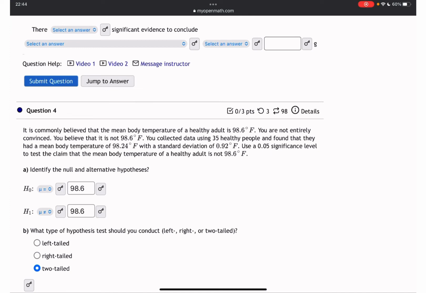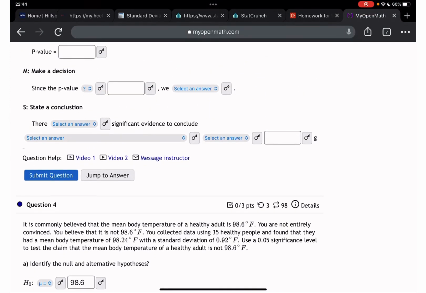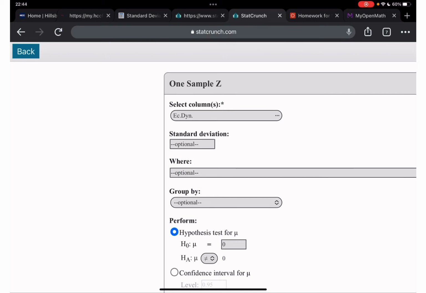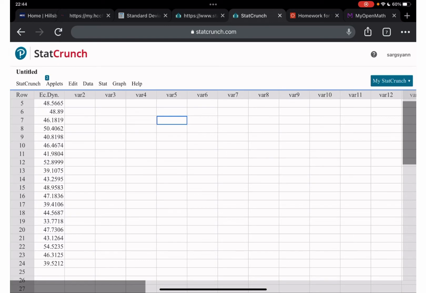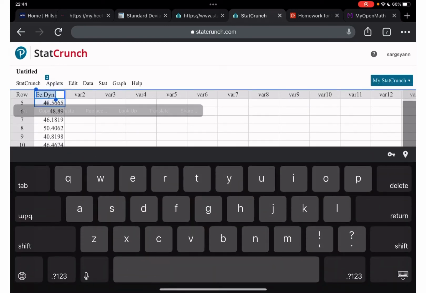Okay, 35 healthy people found that they had a mean body temperature 98.24. Since these 35 people have the mean temperature, that's going to be X bar, average of sample, X bar 98.24. Standard deviation of the sample, we put letter S, not sigma. S is 0.92 and 0.05 significance level. I don't know if it will ask, but we will do it. So let's go to Statcrunch. Okay, we need to delete this because we don't need this anymore.